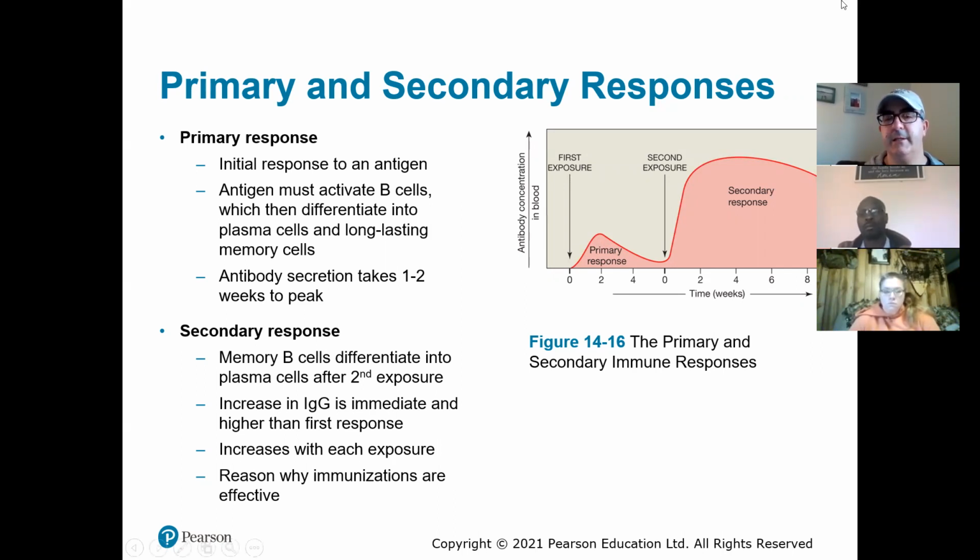But then look at the second exposure. Second exposure triggers what's called the secondary response. The second exposure, within a couple of days, you've reached the same antibody level as your primary exposure. Within 2 weeks, look at how much more antibody you produced. This is usually a logarithmic graph, so you produce like 10 times more antibody.